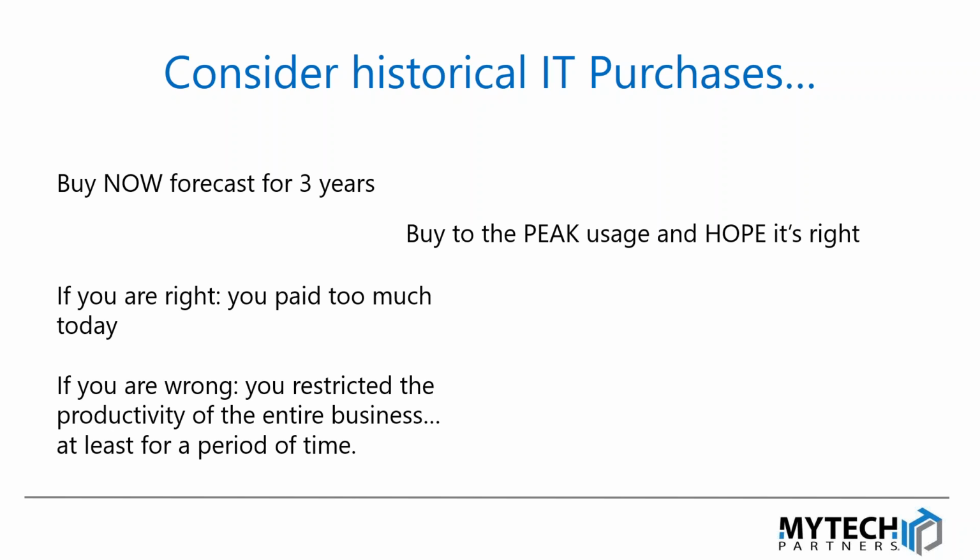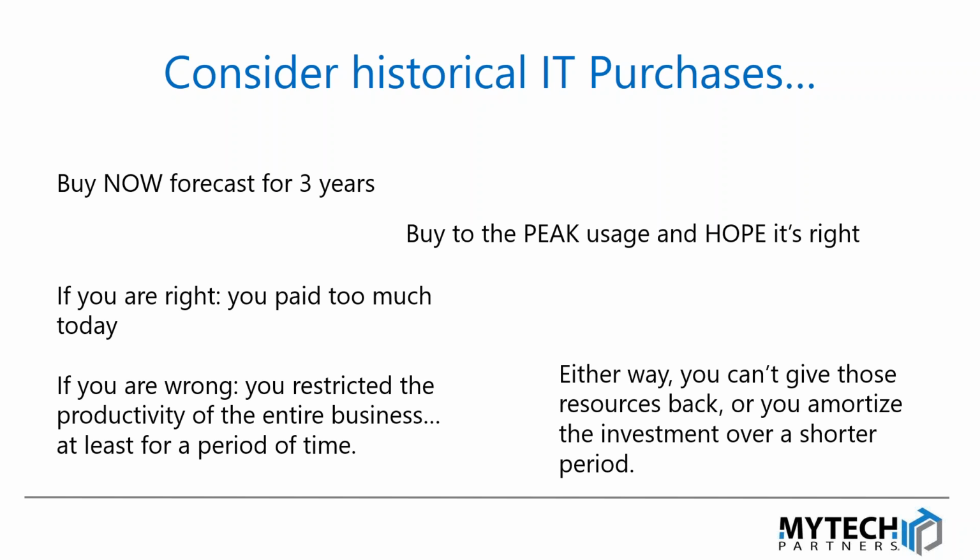Now, if you're wrong, again, you bought the 500 versus 1,000, if that was your peak, now you've actually restricted the productivity of your entire business, well, at least for a period of time, right? So that's the challenge that we've had historically, but that's the reality. That's been the reality of our world. So either way, if you bought too much or bought too little, you can't give those resources back.